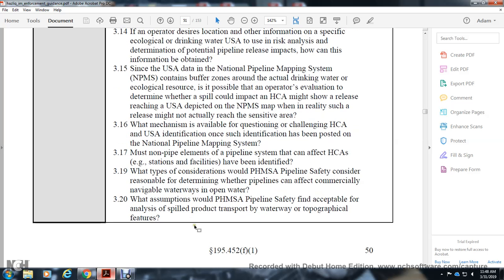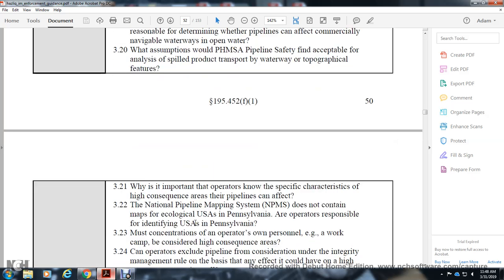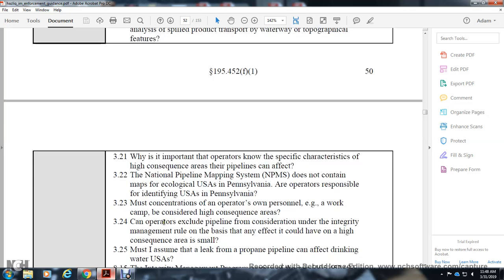3.21: What is important for operators to know about the specific character of the high consequence area of the pipeline? In fact, 3.22: The National Pipeline Mapping System does not contain a map of the ecological undefined segment area in Pennsylvania. Operators are responsible to identify the undefined segment area within Pennsylvania. 3.23: What consideration should operators give to personnel work or camps when considering the high consequence area? 3.25: Can an operator exclude a pipeline when considering the integrity management rule, and in fact it could have a high consequence area in small.